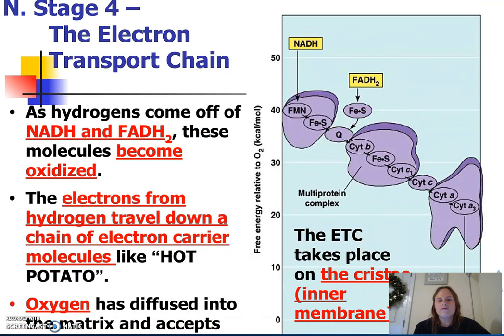So let's go back and fill in our note packet regarding information about the electron transport chain. Where does the electron transport chain take place?